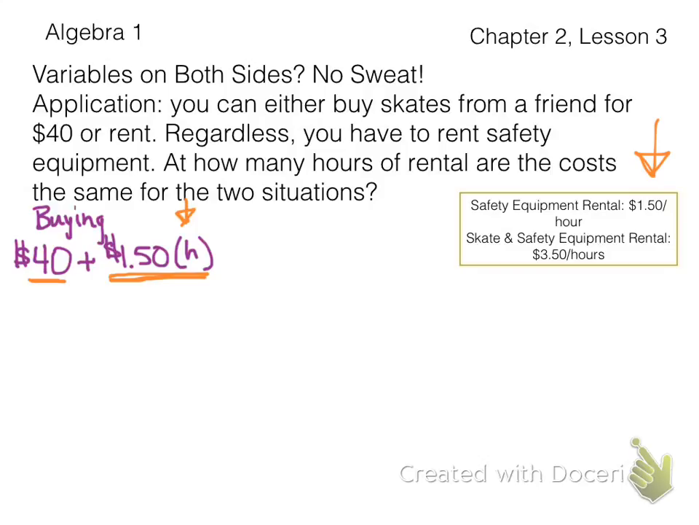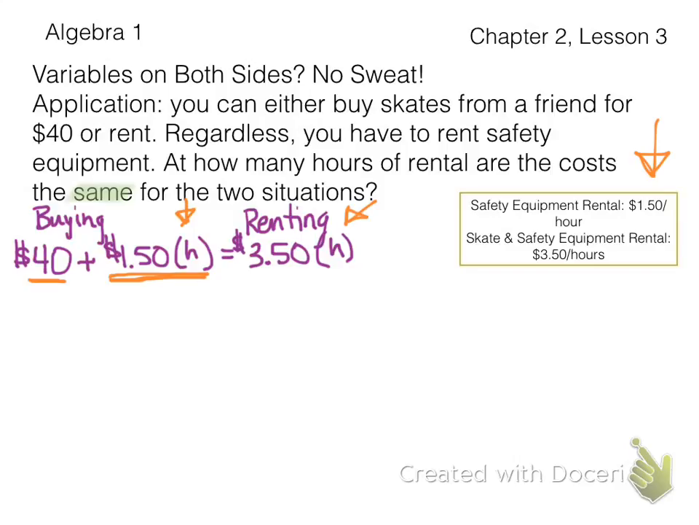So because we want to figure out when the situations are the same, they're equal to each other. So when is buying equal to renting? Well, renting is $3.50 per hour. So basically, if you ever want to skate more hours than we figure out for what h is, it's going to be cheaper to buy. All right, but if you don't, it's actually going to be cheaper to rent. So if you only plan on skating like 5 hours and we figure out that it needs to be 40 hours to make these two situations equal, then buying would be more expensive than renting.